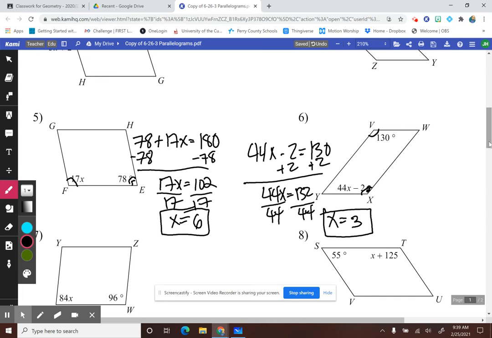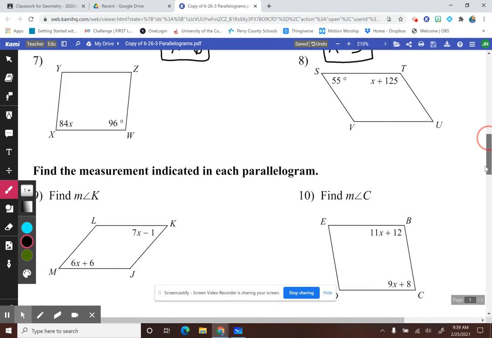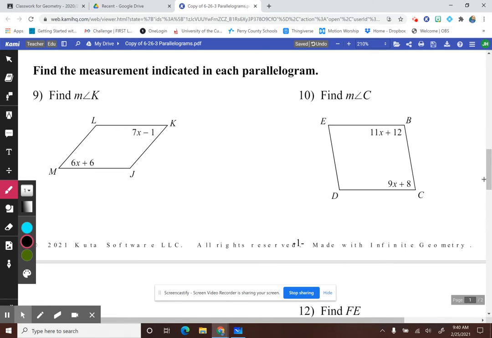Now let's look down at number 9, because number 9 is actually the same type of problem, but it has some different directions, okay? You really need to pay attention to your directions and what they are telling you. So you notice it says, find the measurement indicated in each parallelogram. And it's asking us here on number 9 to find the measure of angle K, okay? So again, I'm still using my relationships to help me set it up. And really what I'm asking myself every time is, is it congruent or is it supplementary? Congruent or supplementary. And if I look at this one, it is down here in this angle, okay? It's talking about this angle right here.